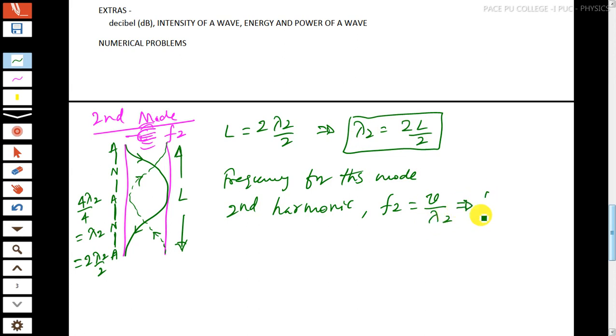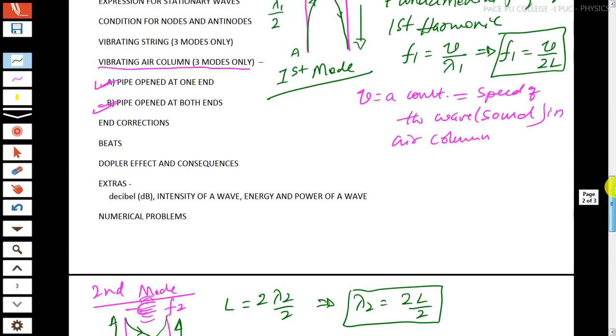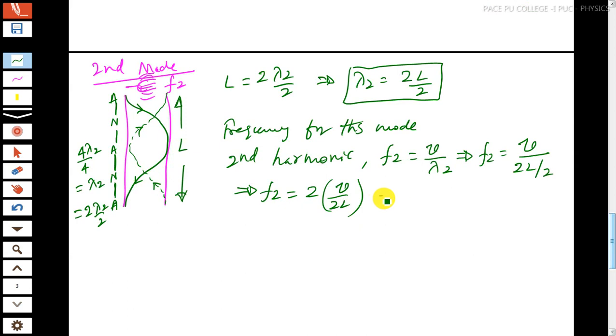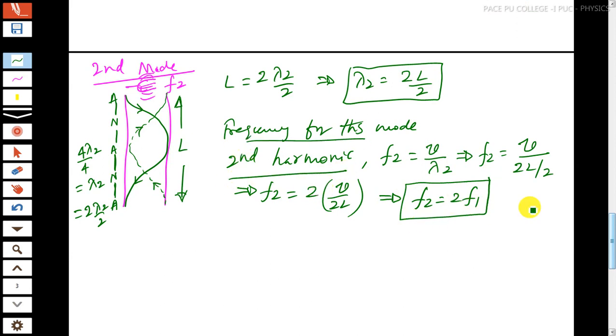or F2 is equal to V divided by, so what is lambda 2? Which is 2L by 2. Make some manipulations again. So F2 is equal to 2 times V divided by 2L, put a bracket. Let us learn what is V divided by 2L. V divided by 2L is our F1, the fundamental frequency corresponding to the first mode, right? So this implies F2 is equal to 2 times F1. So this is the frequency corresponding to the second mode or second harmonic.